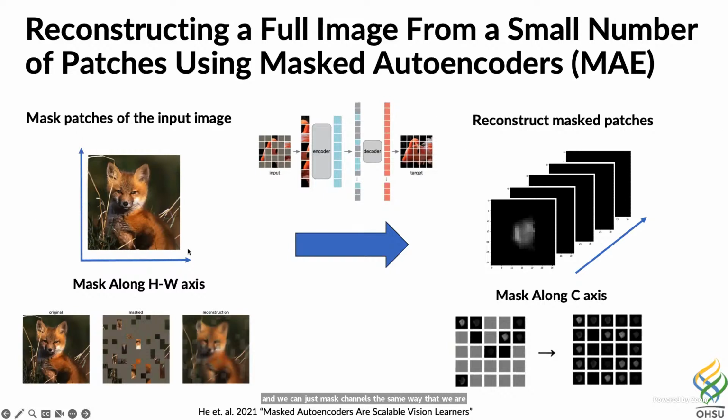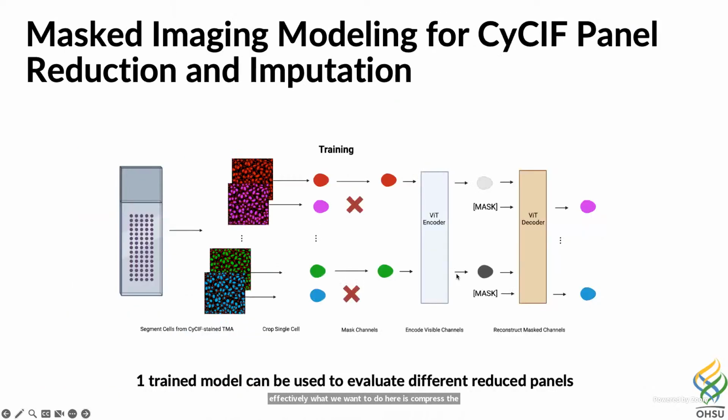The original authors show, as opposed to BERT, that a high image masking ratio is effective here. They do about an 80% masking ratio, and that allows us to compress the semantic information of this image by 80%, which is effectively what we want to do here: compress the information of our multi-channel image into a subset of markers. So to bring it to my implementation, how we use this.